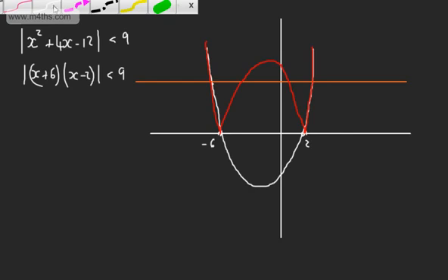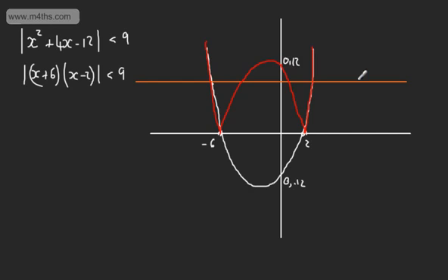Now if we look at the original quadratic, this was the point 0, minus 12. So this point is going to be 0, 12. This is going to be y is equal to 9. This is going to be the positive part, this is going to be the positive part, this is going to be the negative part, and this is going to be the negative part. So what we have here is the following. This is going to be x squared plus 4x minus 12, and we'll have exactly the same here. And this one is going to be minus the quantity x squared plus 4x minus 12.